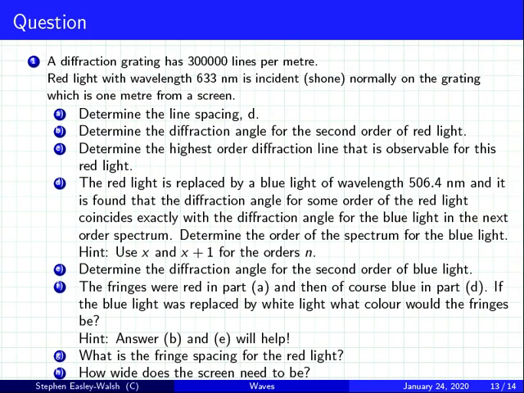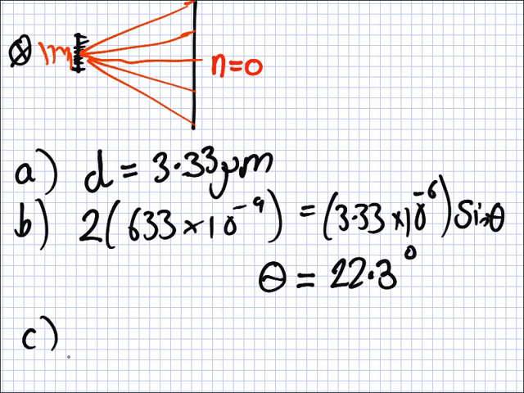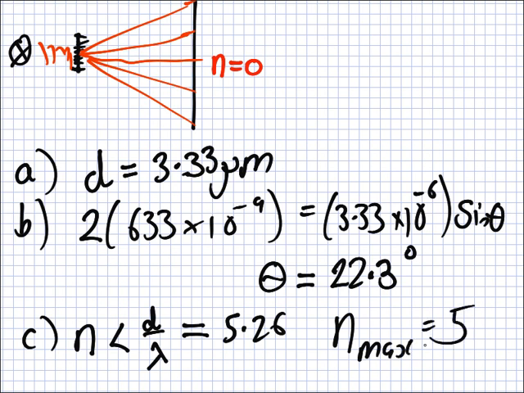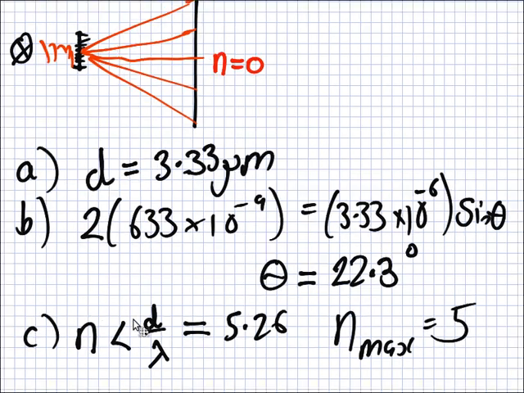C. Determine the highest order of the red light. Well, we know the trick here, don't we? So we get n must be less than d over lambda. And what does d over lambda equal? 5.26. Therefore, 5. See, this isn't so bad so far, right? It's okay. Can I scroll down?